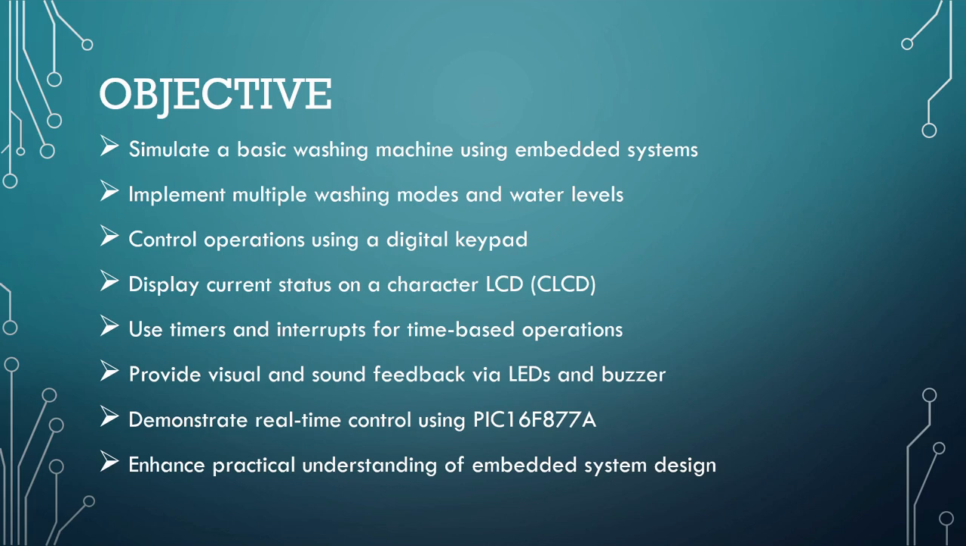The main goal of this project was to simulate a semi-automatic washing machine using embedded systems. The machine should support multiple wash programs, allow the user to select water levels, and control the entire process through switch inputs. I wanted to display live updates using the LCD, manage stage timings using timers, and simulate outputs like the motor and buzzer. Ultimately, the project helped me apply multiple embedded concepts into an integrated working system.